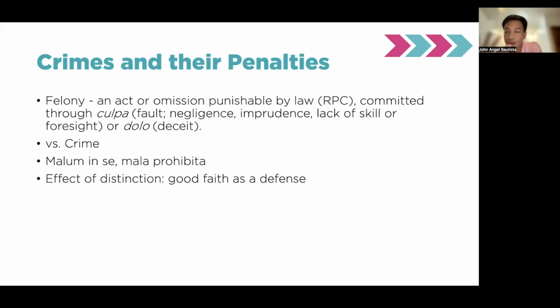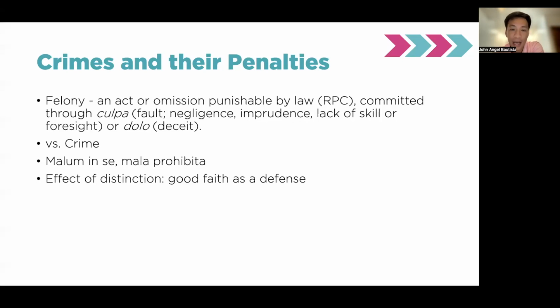So in criminal law, or the criminal justice system in general, if it is a felony, usually those are the ones found in the Revised Penal Code. Other offenses that may not be in the Revised Penal Code are called crimes. Okay? You should remember that distinction.